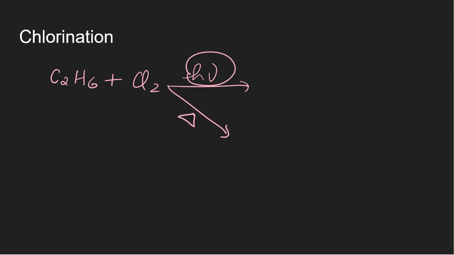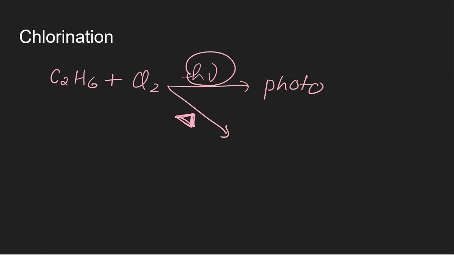It could occur in the presence of sunlight, as well as in the presence of heat. This triangle represents heat, this is delta, and it represents heat. So it could occur in two ways, or it could occur in both these ways. And if it is occurring in the presence of sunlight, then we can say that it is photochlorination.